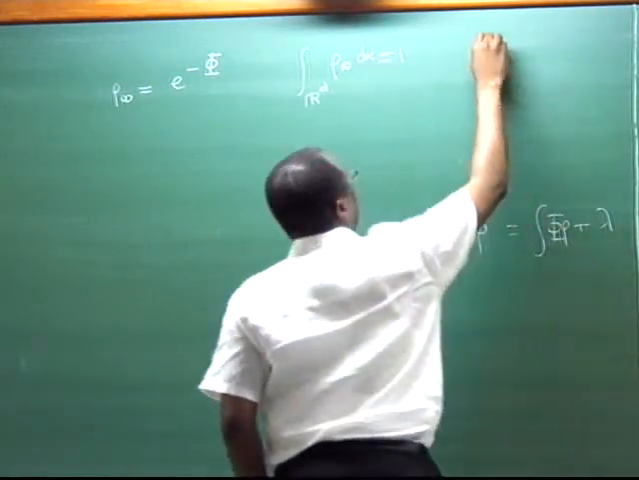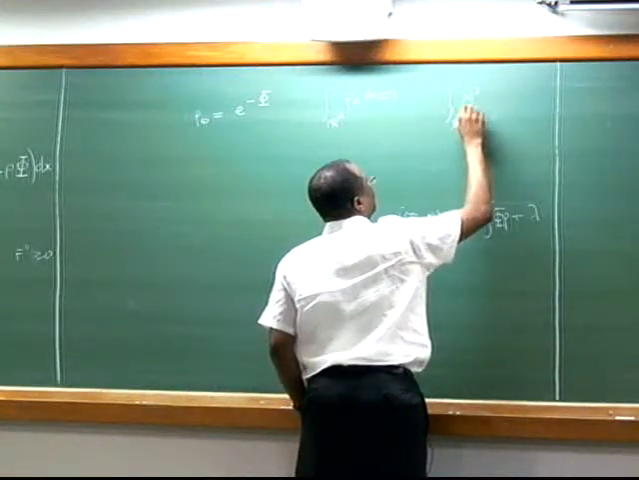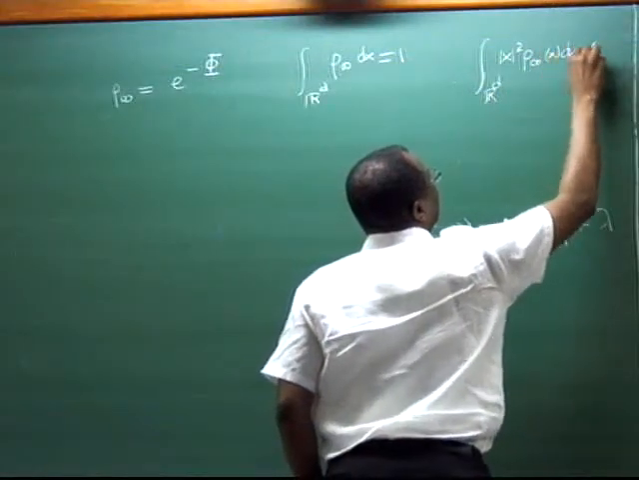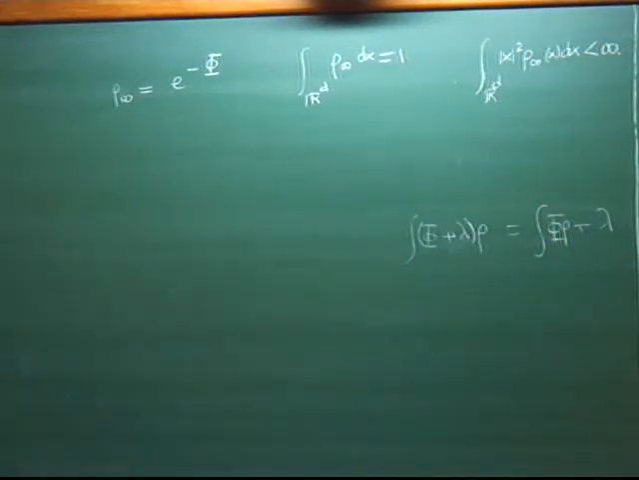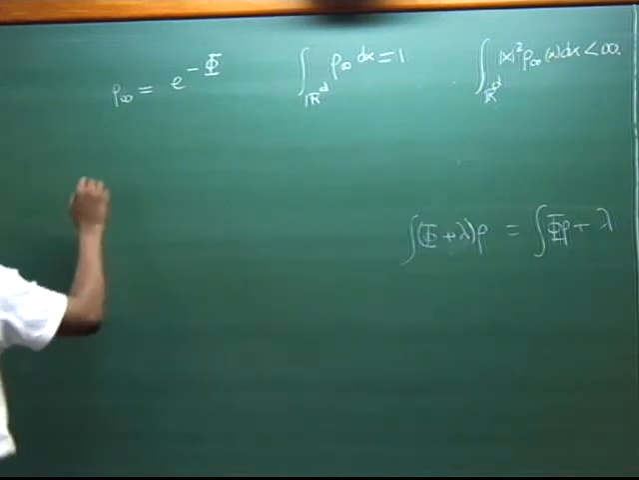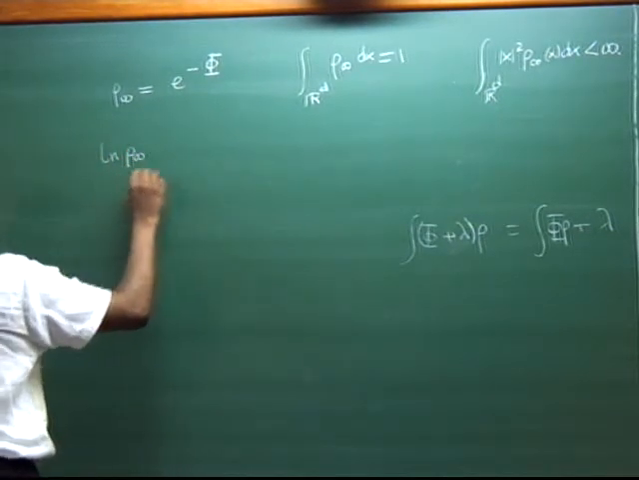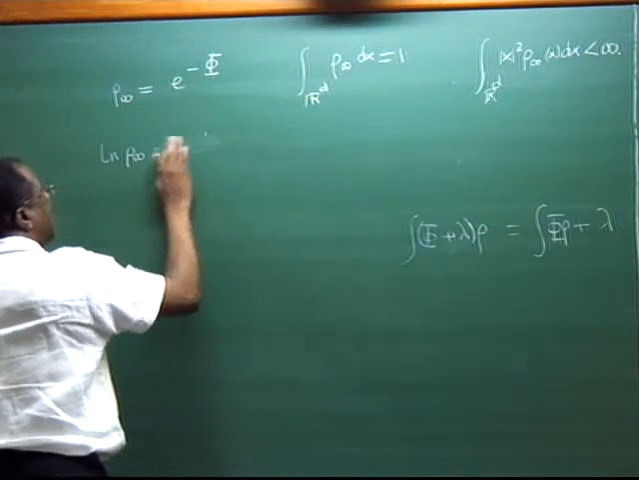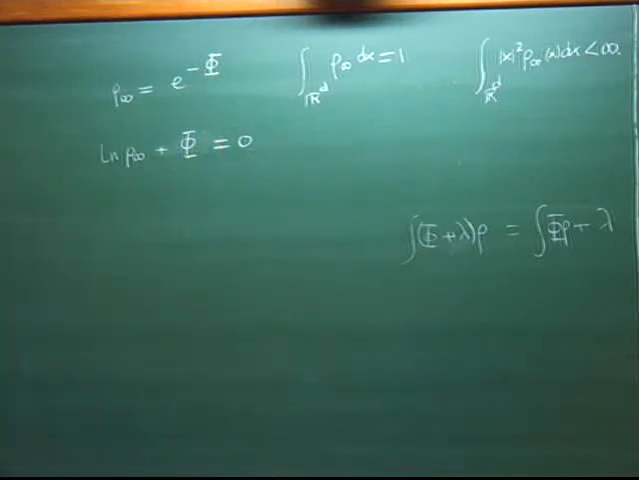However, the restriction I'm going to add, which will be a big restriction, is that the integral of x squared rho infinity of x dx is finite. So I'm going to make this assumption. So let's see that from my definition, log of rho infinity equals negative phi.